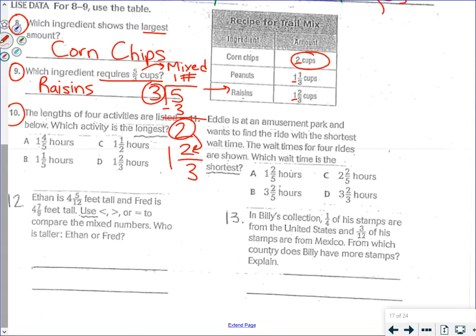Try this one, and then these two will be extra practice. The lengths of 4 activities are listed below. Which activity is the longest? Check whole numbers first. They're all 1. So I'm going to go with process of elimination. I'm going to start crossing off ones that I know aren't going to be close. I know that 1/5 isn't going to be close.